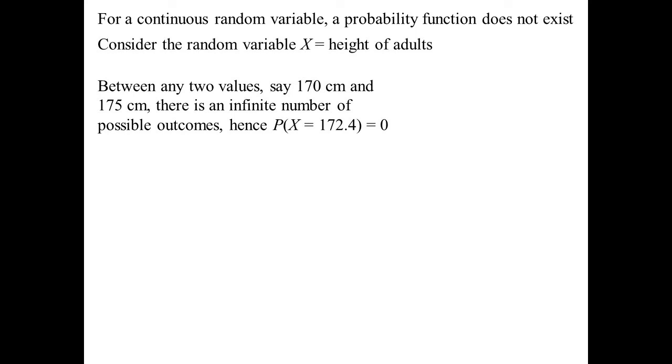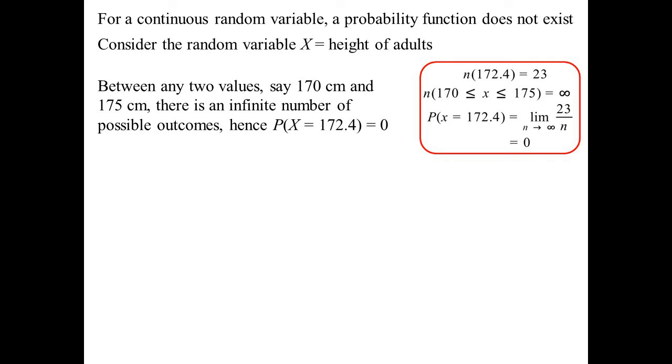Like there's no chance that someone could have a height of 172.4. Here's the explanation why. If I've got the number of people being 172.4, let's say there's 23 people that actually are of that height. So there's 23. But how many possible measurements are there between 170 and 175? Well, there's an infinite number of measurements between there. So by our probability theory, it would be 23 over, well, infinity. Well, I've written that as the limit as n approaches infinity because you can't actually substitute infinity in. But we also know when we're finding limits, with something like this, the limit's going to be 0. So the probability actually ends up being 0.